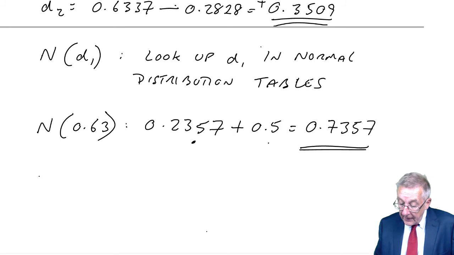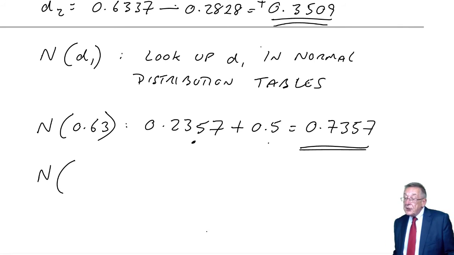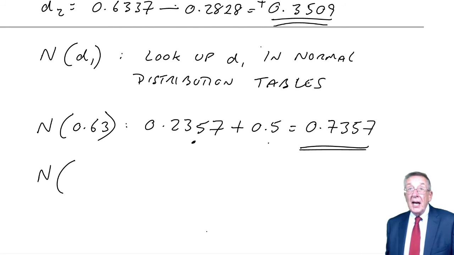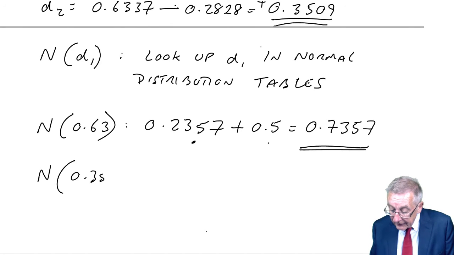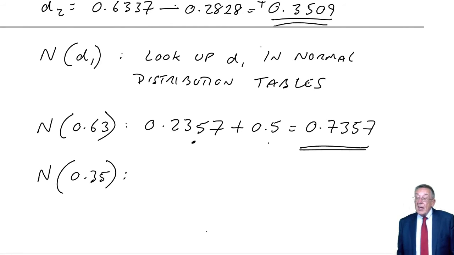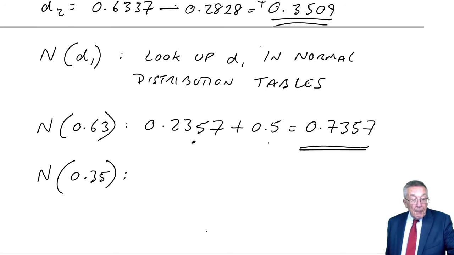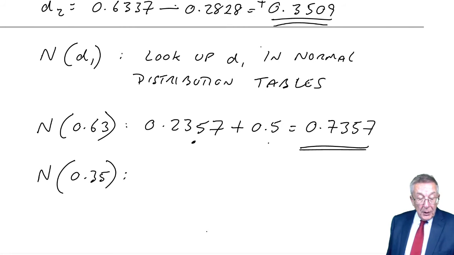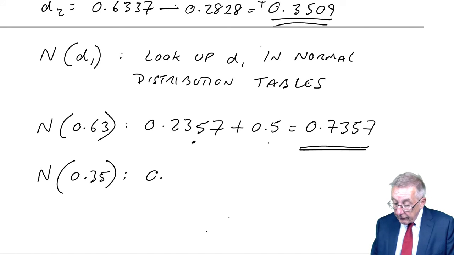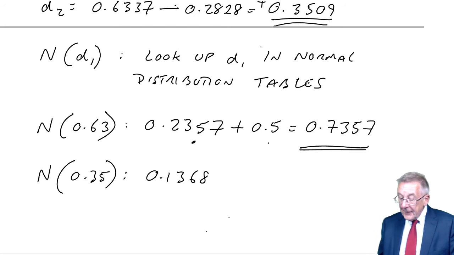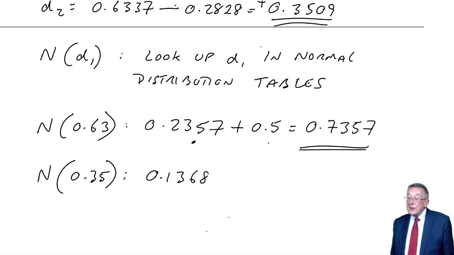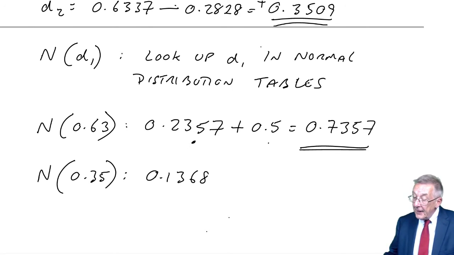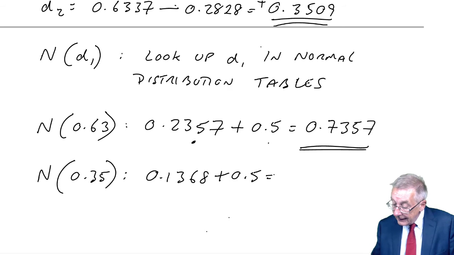In the same way, let's look up N(D2). D2 was plus 0.3509. Again, we have to go to two decimal places here, so plus 0.35. What do we get this time? 0.3 down the side, so the 0.3 row. Move along the 0.05 column. I get 0.1368. And again, the same rule applies. Since this was positive as well, plus 0.35, we add 0.5 to the figure.